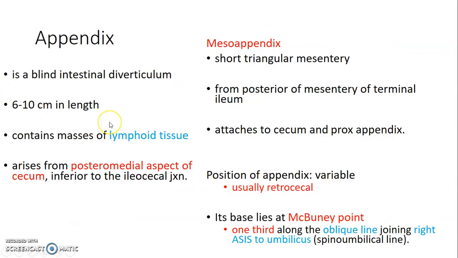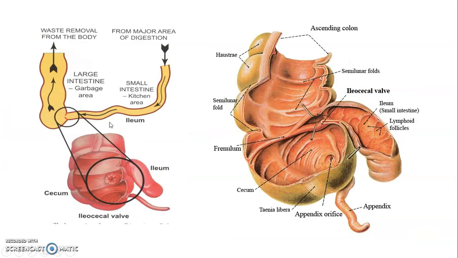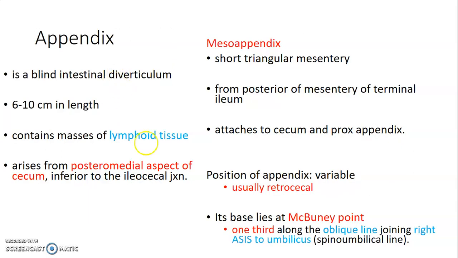So, the appendix. From the cecum, we go to the appendix. The appendix is just a blind intestinal diverticulum that measures 6 to 10 centimeters. The length varies in different people, and it contains a lot of lymphoid tissue, mucosa-associated lymphoid tissue. It usually arises from the posteromedial aspect of the cecum in the majority, and lies inferior to the ileocecal junction.